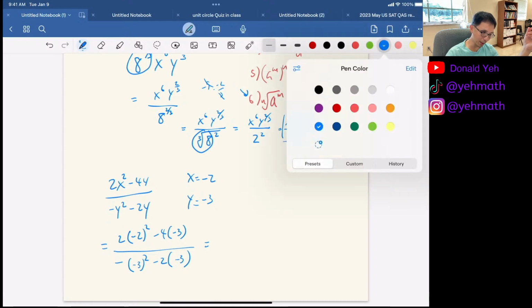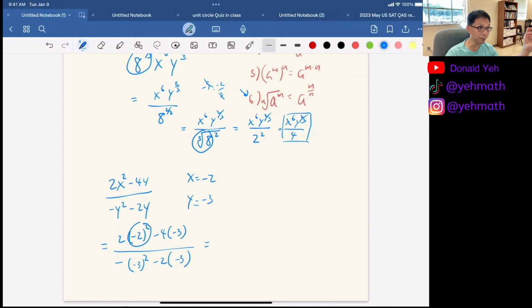Again, there's a lot of PEMDAS going on. So this actually happened first. Negative 2 times negative 2 is equal to 4. 4 times 2 is 8. And 2 negative signs multiplied together give you plus 12.